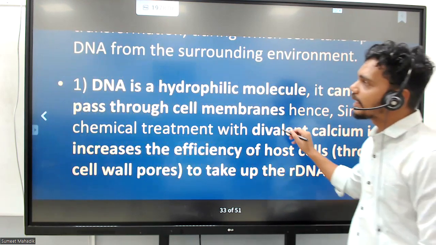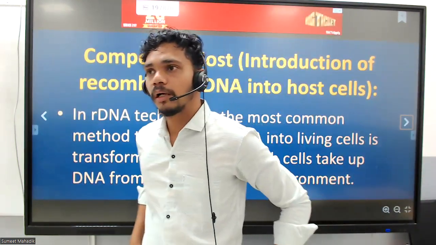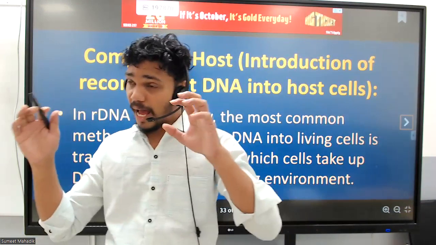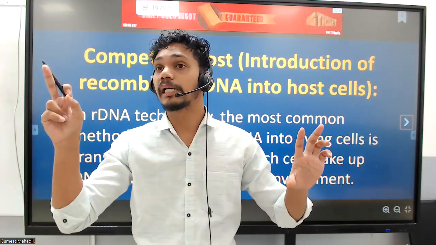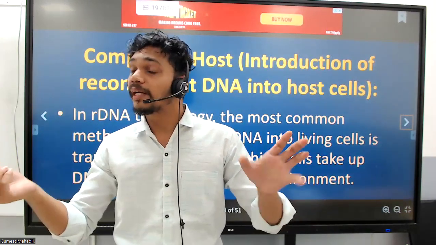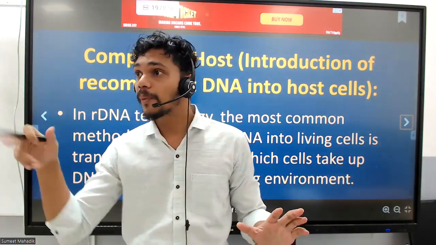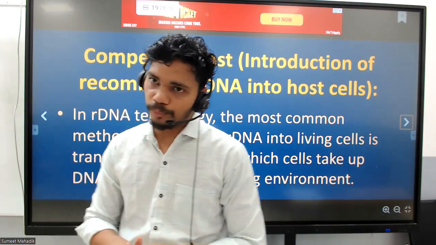Why do we have to screen the vector? Are we that foolish that we just transfer only the vector? We want vector plus recombinant one. So those that are recombinant give white, and those that are not recombinant give blue.